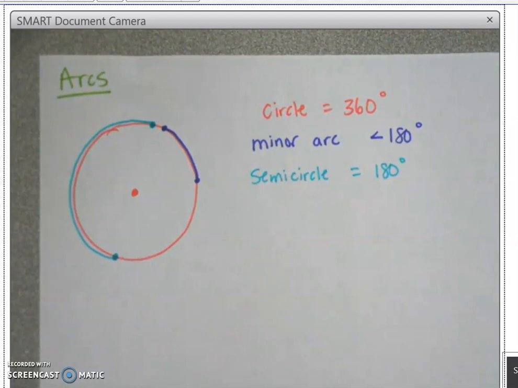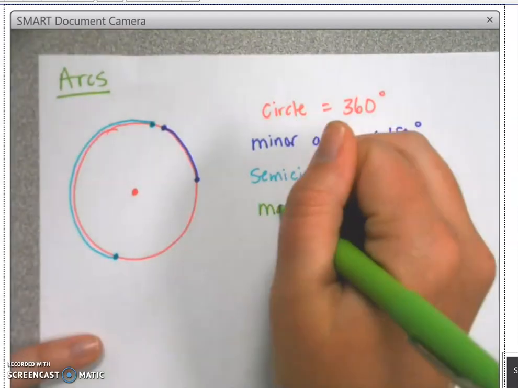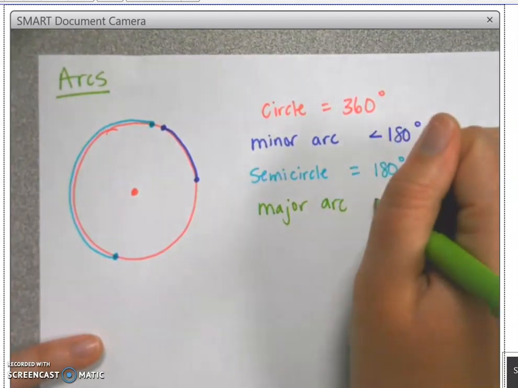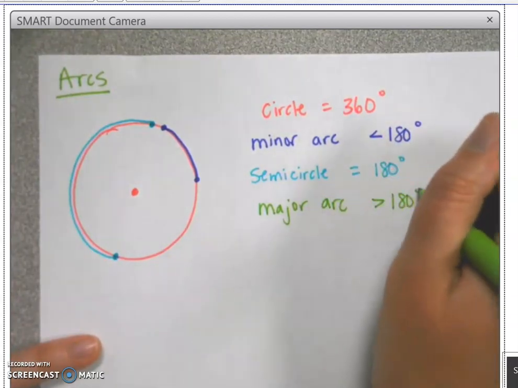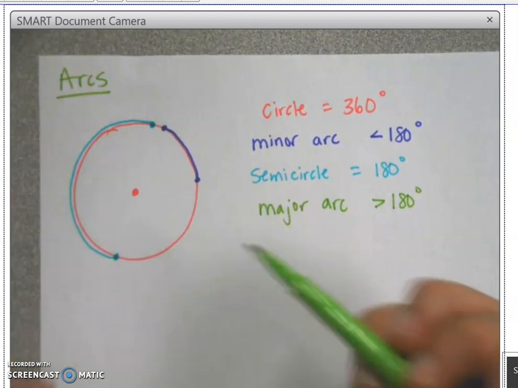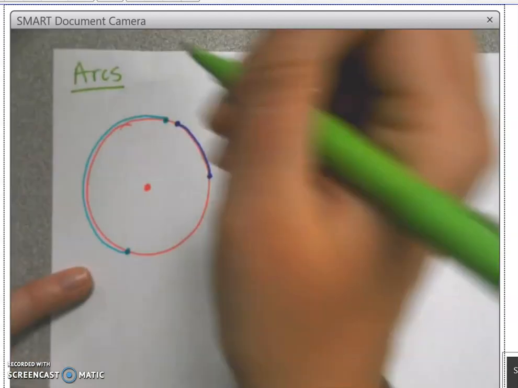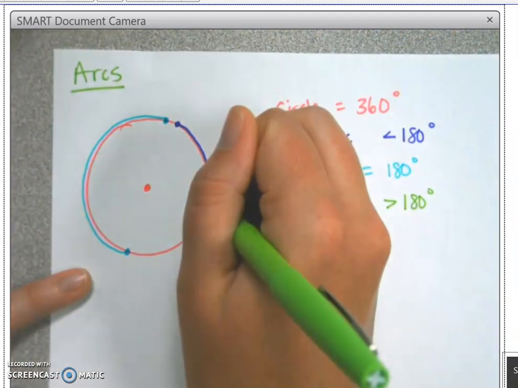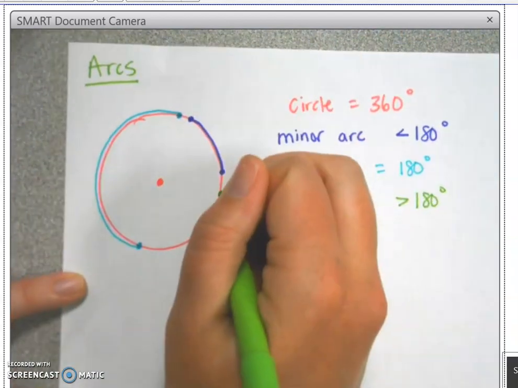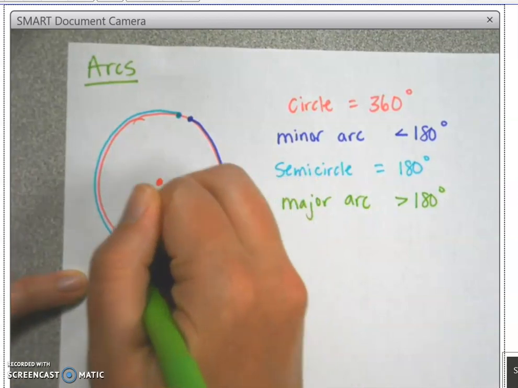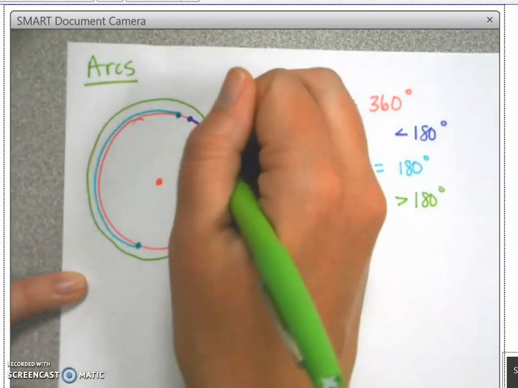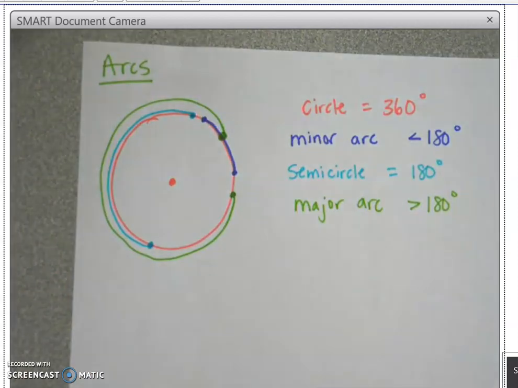And then the last one is a major arc. So I have minor arc and major arc. This is when it is bigger than 180, so it goes more than halfway around. For example, let's say I started, I'm just going to pick a spot. If I started here, this would go more than 180. So it might go all the way around to here. There we go. That is more than half the circle.